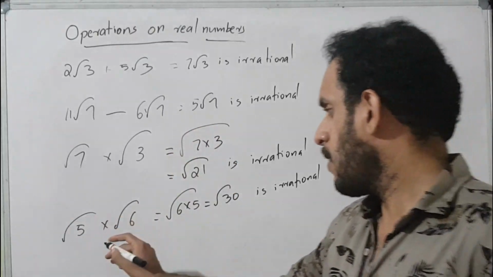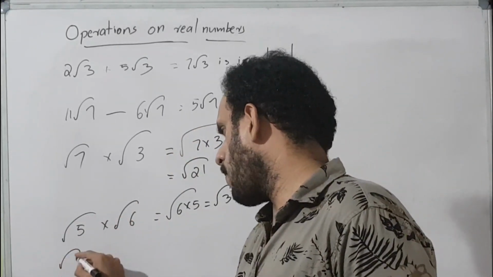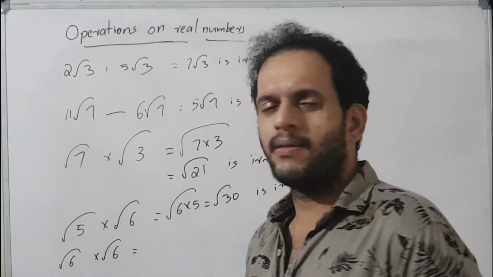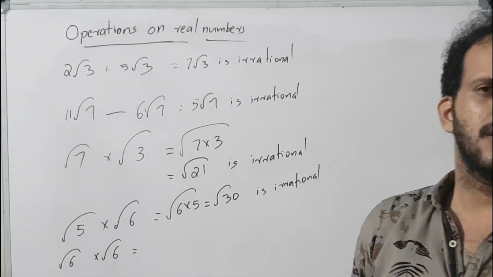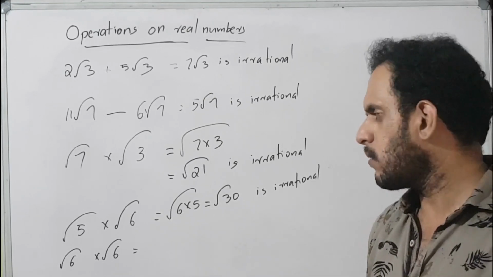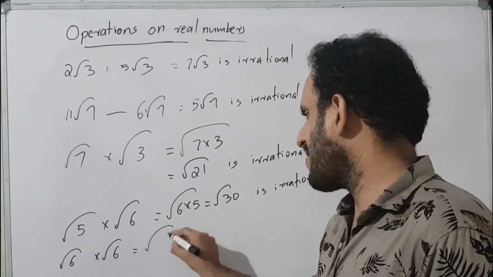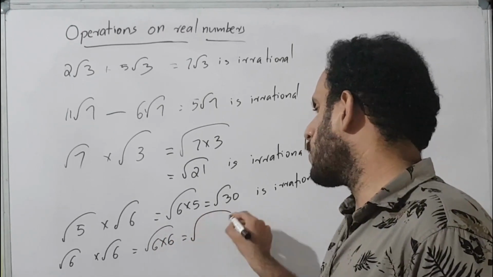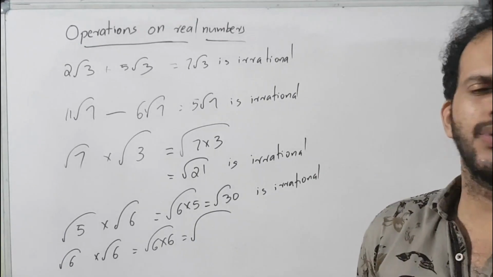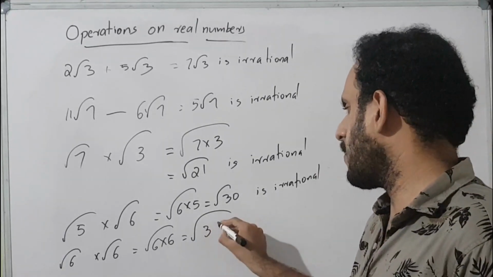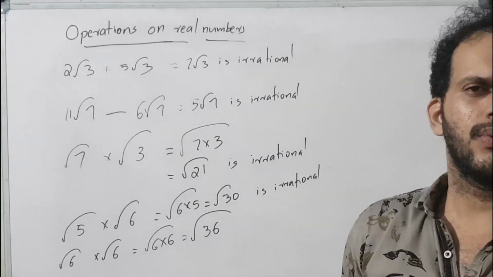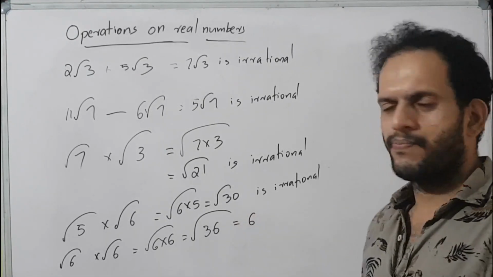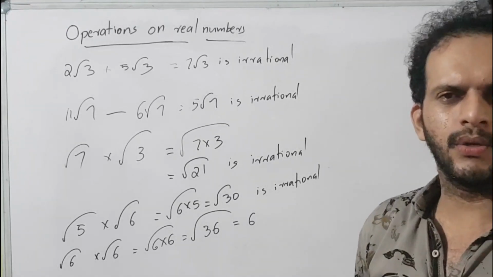My dear, listen here. We multiply the irrational number root 6 and the irrational number root 6. Then how do we multiply? Root of 6 into 6. What is root of 6 into 6? Root of 6 into 6 is equal to root 36. What is root of 36? Root of 36 is equal to 6.